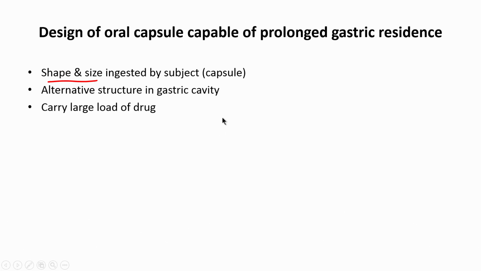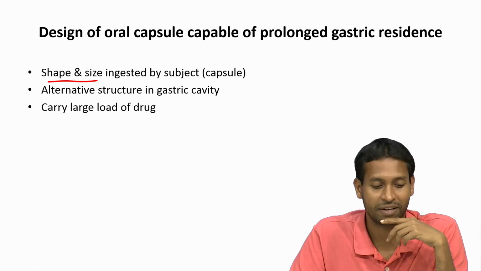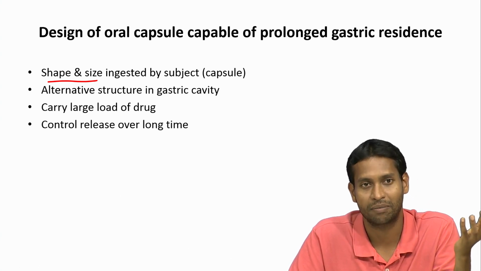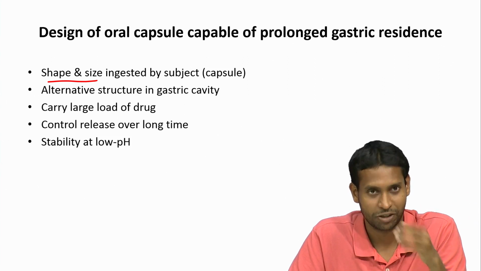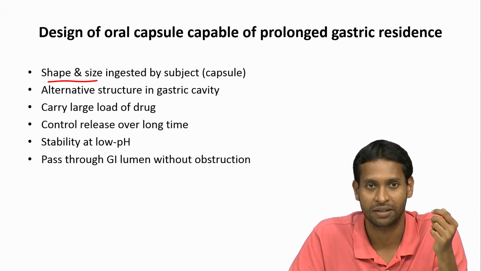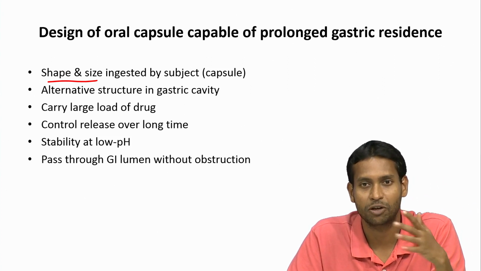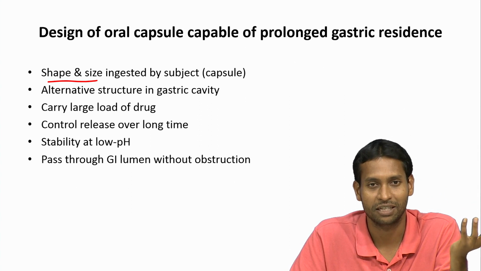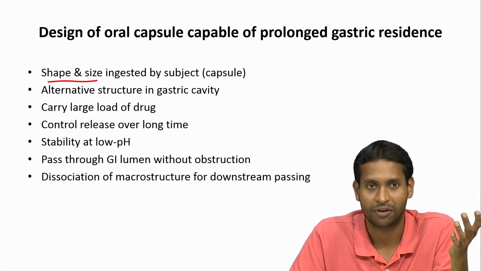It should also be able to carry a large load of the drug, because if you want it to be there for more than a week, it should have enough drug so that it continuously releases the drug, and the serum levels are higher for more than a week. It should be controlled release, you do not want everything to release immediately or much later. It should be stable at low pH, so whatever system you have, it should not disintegrate, otherwise it will not have high residence. And it should be able to pass through the GI lumen once you are done with it, because eventually you do not want your stomach to get filled up with these things. So, it should also be able to be cleared out.